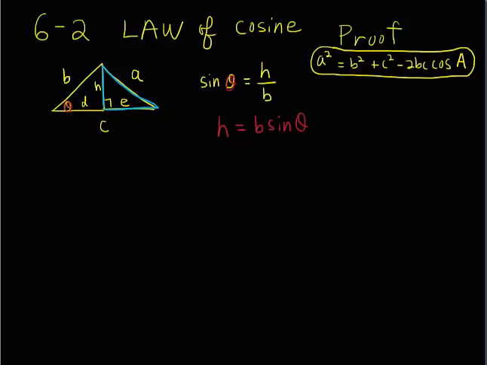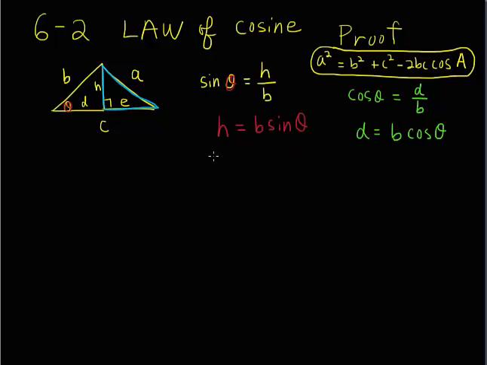Now let me change this color to a nice little green color. So we have that, and we also have cosine of theta is gonna equal adjacent over hypotenuse. So it's gonna be d over b. And when we solve for d, we're gonna get b cosine of theta.